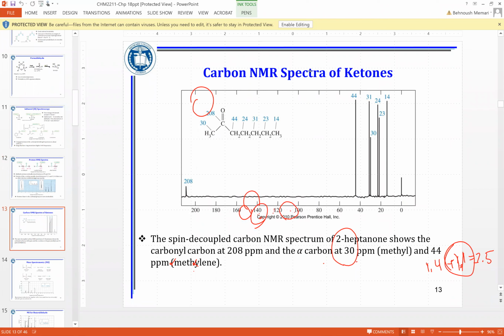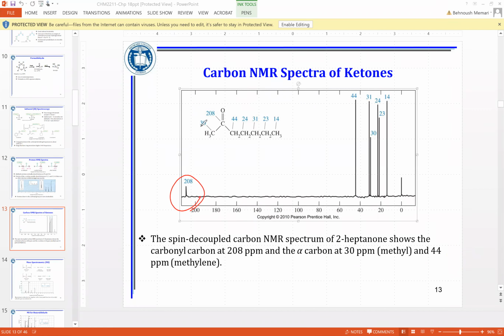The carbon-13 NMR would show a carbonyl group at higher than 150, between 160 and 200. So for carbon-13 NMR, just like the aldehyde proton was at the end of the scale for proton NMR, the carbonyl carbon is also going to be at the upper level.